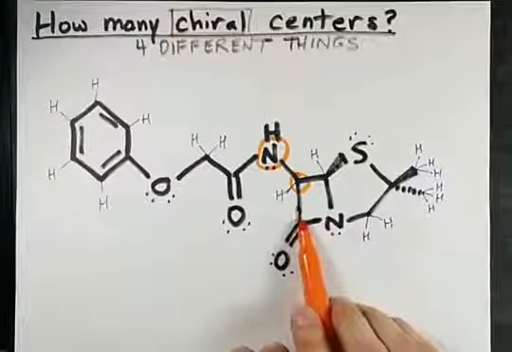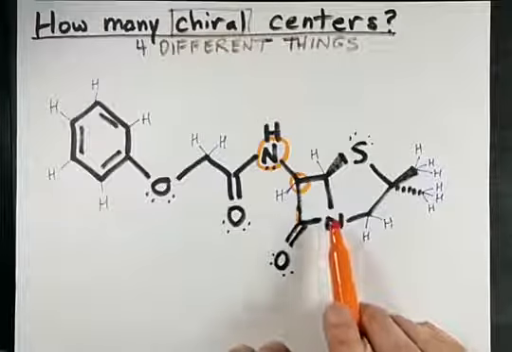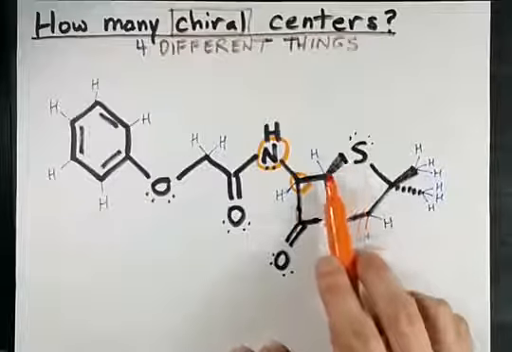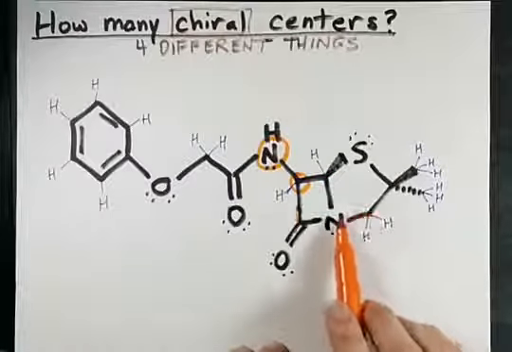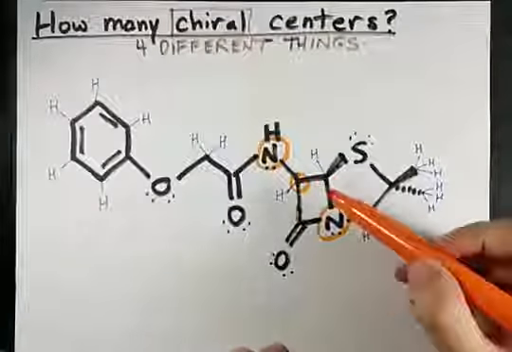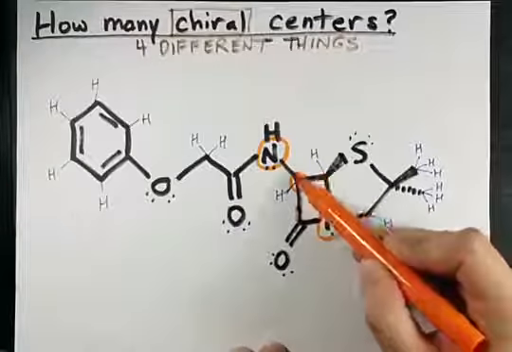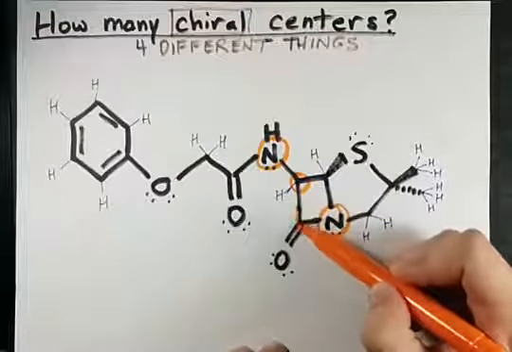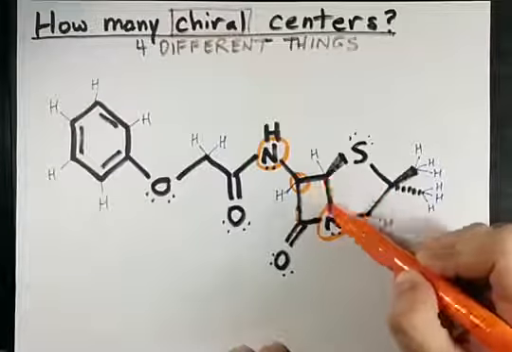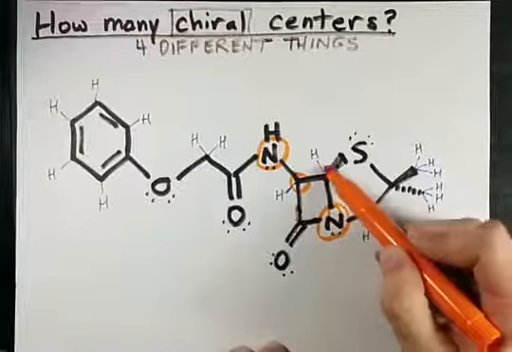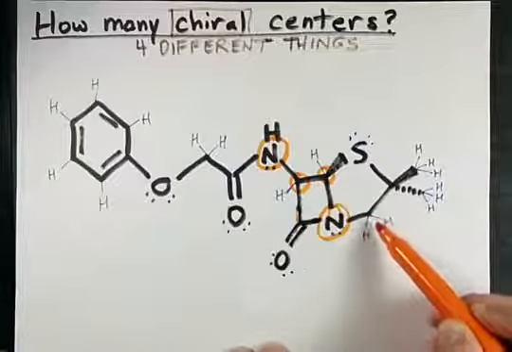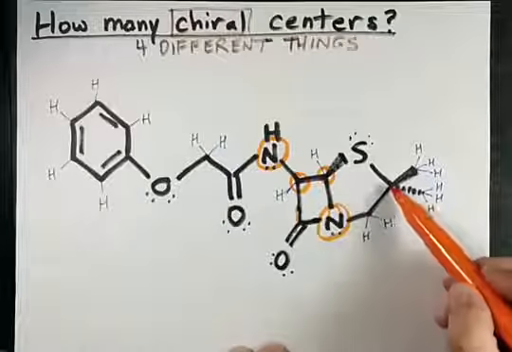Only connected to 3 things, not chiral. Connected to C double bond O, C single bond S, CH2, and lone pair. Those were all different, chiral. This thing's connected to CHN, CO, whatever this branch is. It's connected to S here, N here, and H here. It's chiral. This carbon is connected to 2 hydrogens. Those are not different, not chiral.